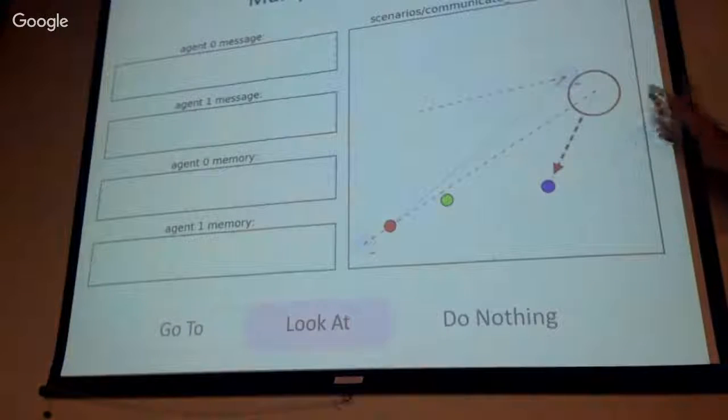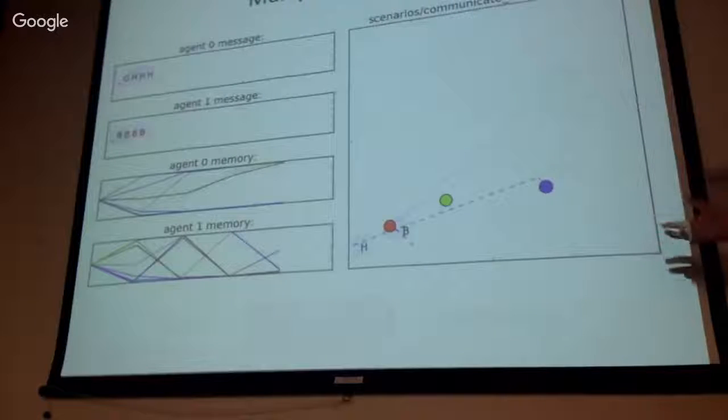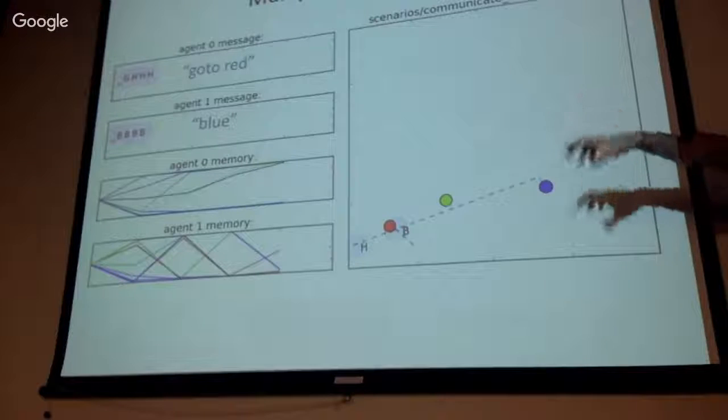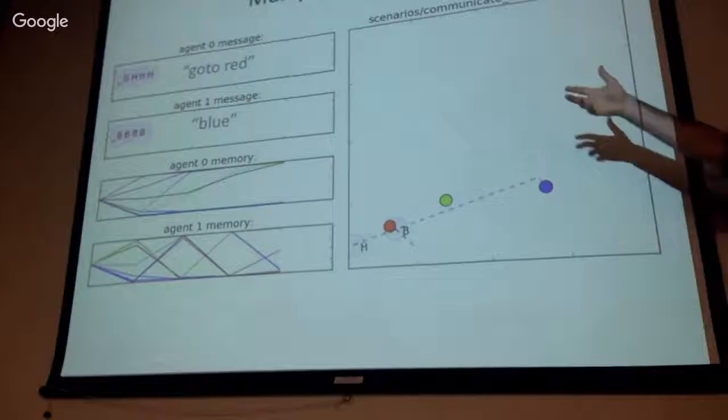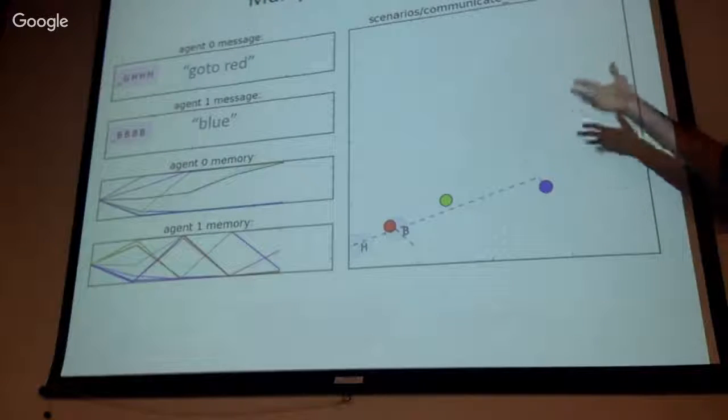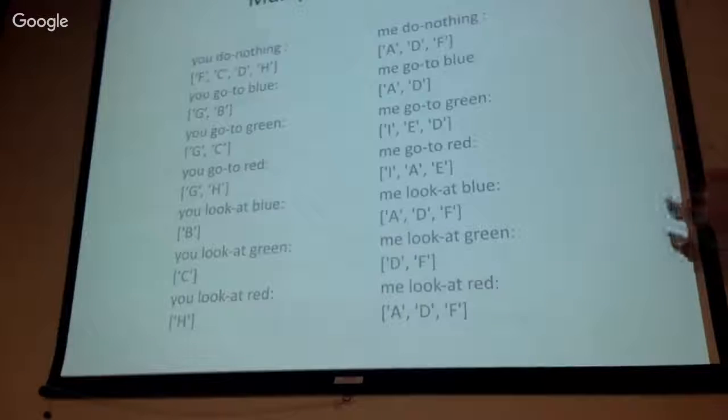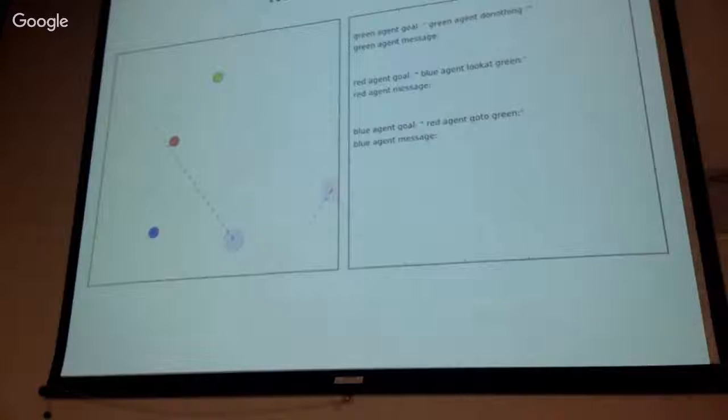You can also extend this to multiple goals, like looking scenarios, in addition to just movement actions. We see the emergence of abstract symbols that can be interpreted as go to red, or just blue, which kind of means look at blue. And again, these vocabularies are consistent.